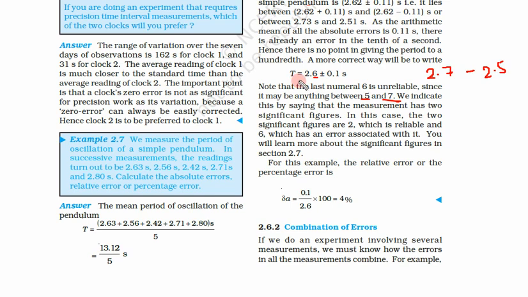So how do we say? We say the measurement has two significant figures. In this case, the two significant figures are 2, which is reliable, and 6.